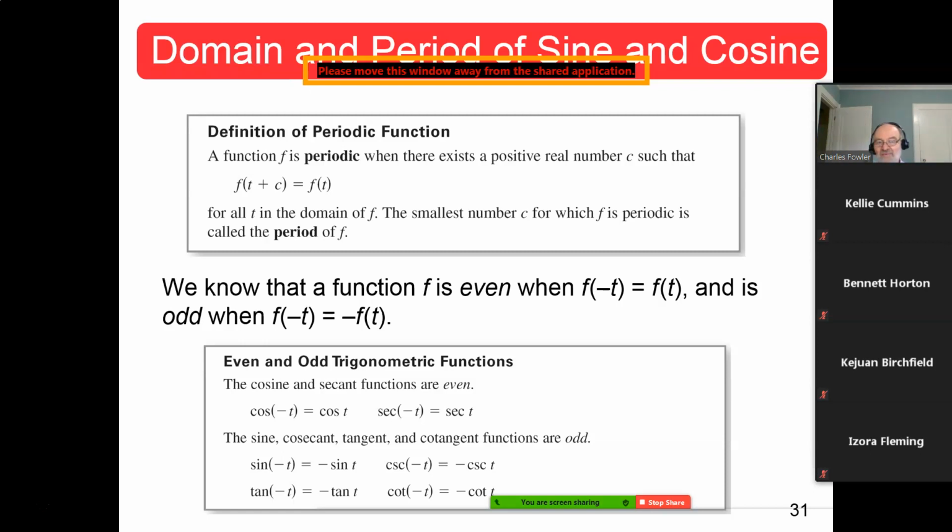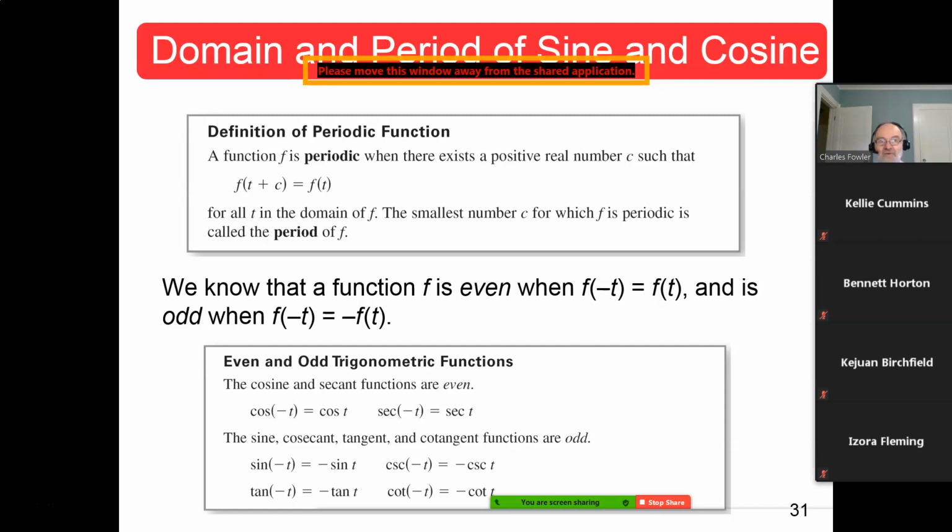That's an even function. Secant is 1 over x. So, 1 over x, yeah. So if you go up here, 1 over x is that value, 1 over that, 1 over x, same value down here. That's an even function. Now, the other 4 trig functions are all odd. Sine, cosecant, tangent, and cotangent.